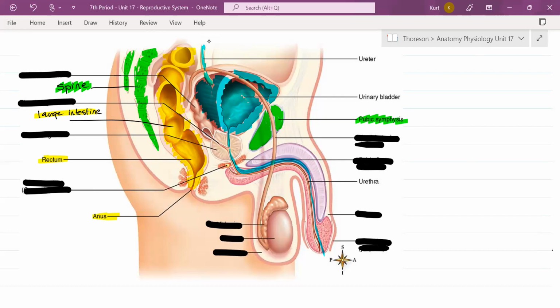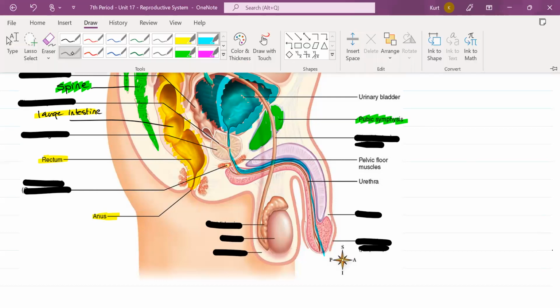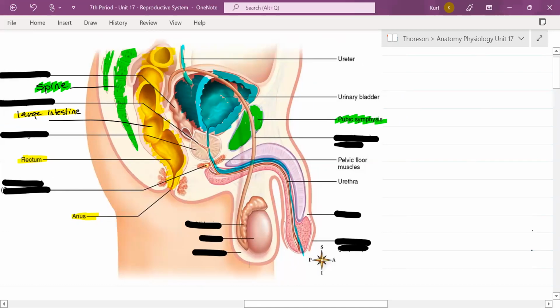Okay, guys, I think that's everything. That's just a muscle. Let me just check. Yep. Okay. So I think we're ready. So what I'm going to do is I'm just going to coordinate this with numbers, and we're going to start where it all begins. We're going to start in where sperm is made.